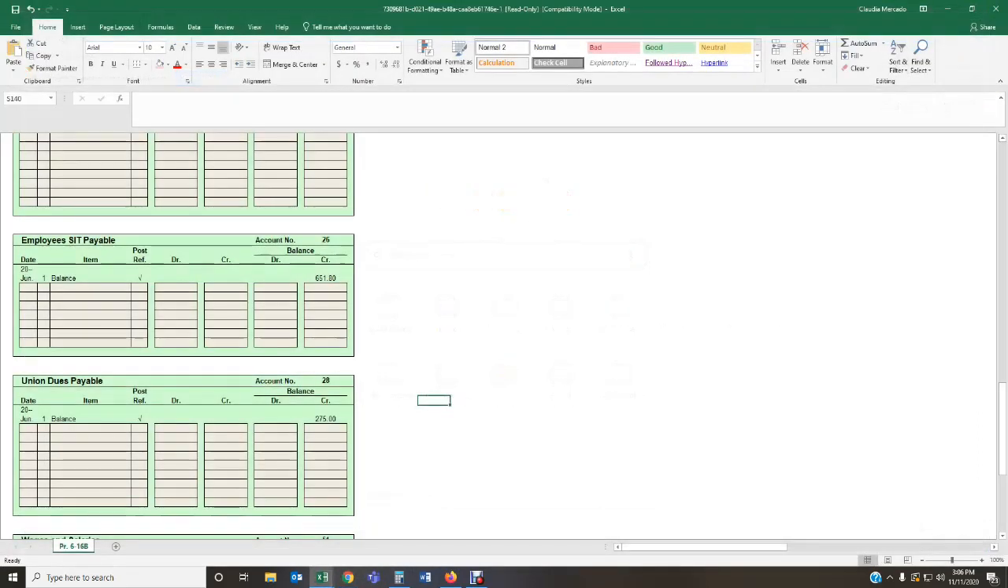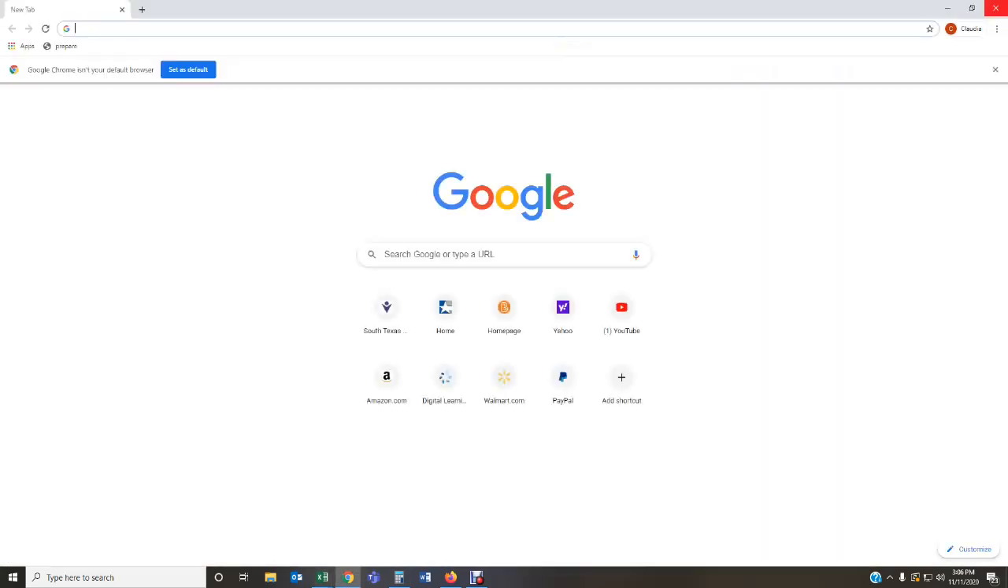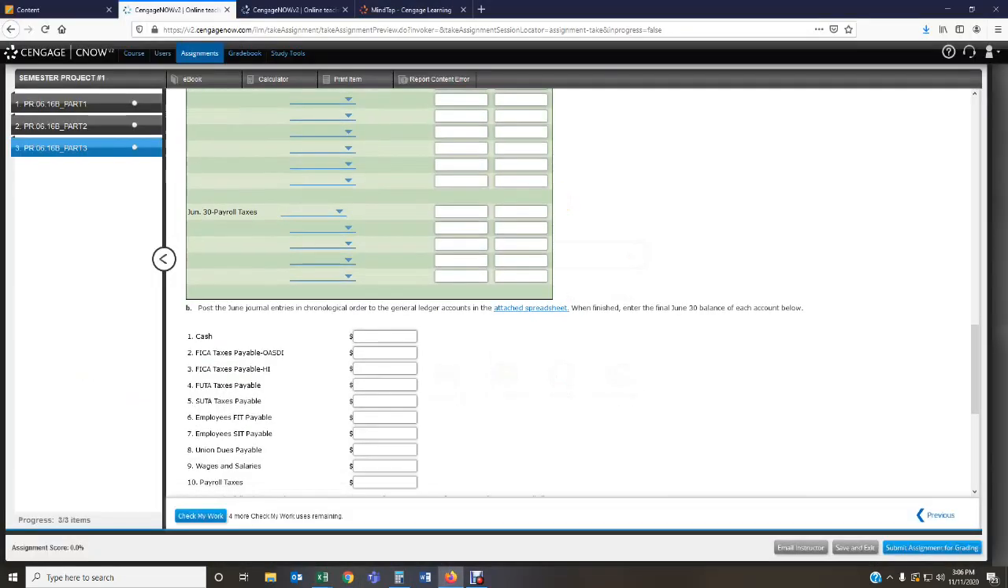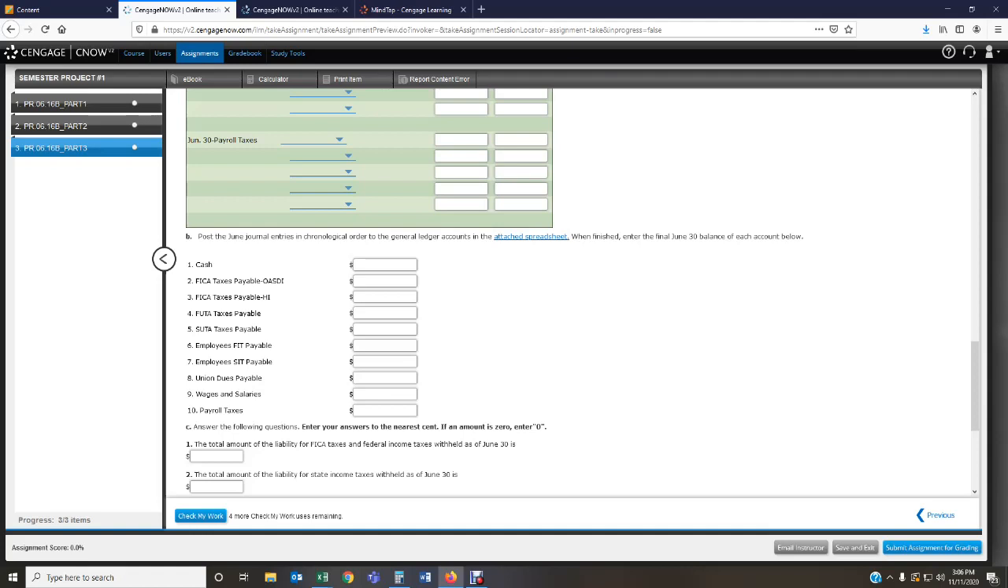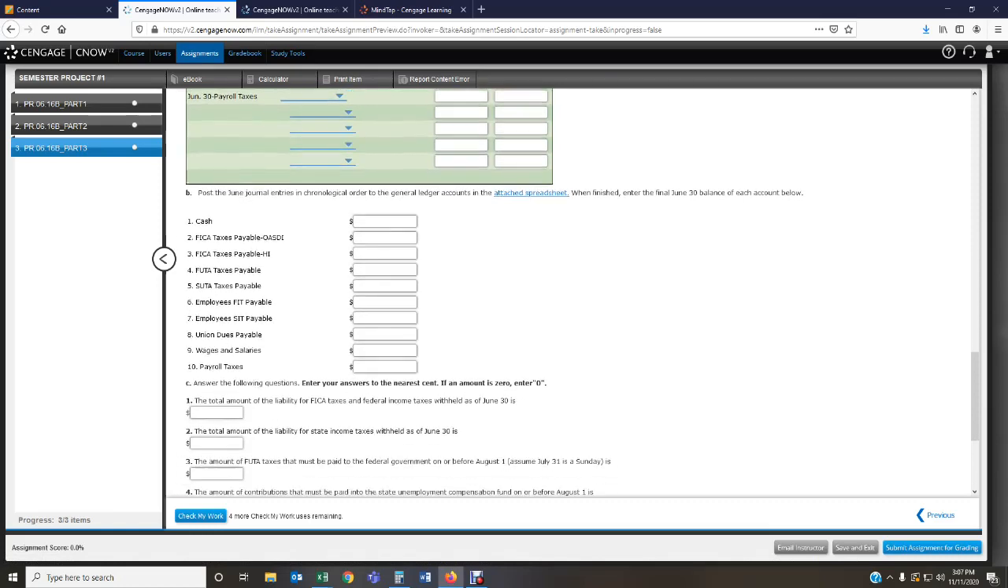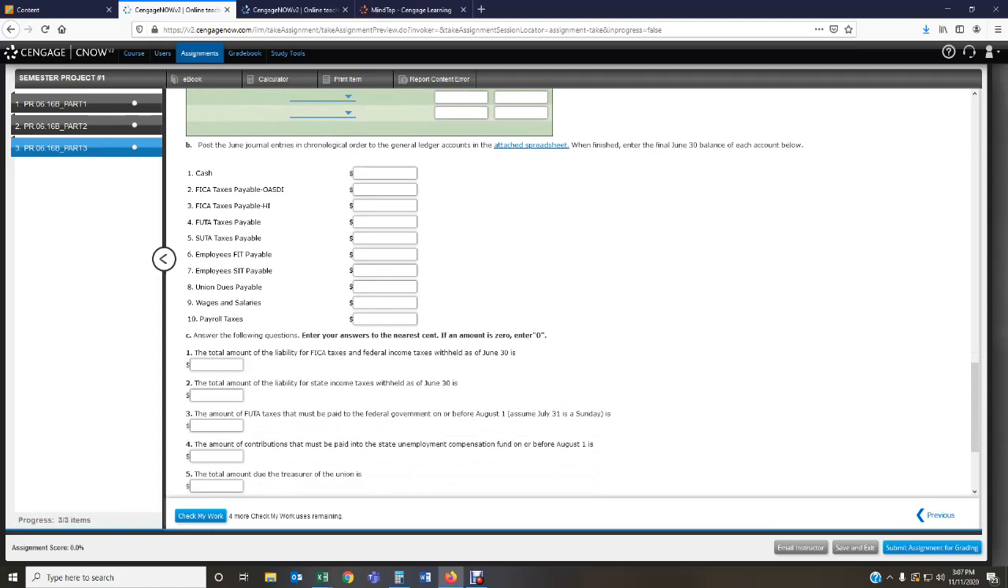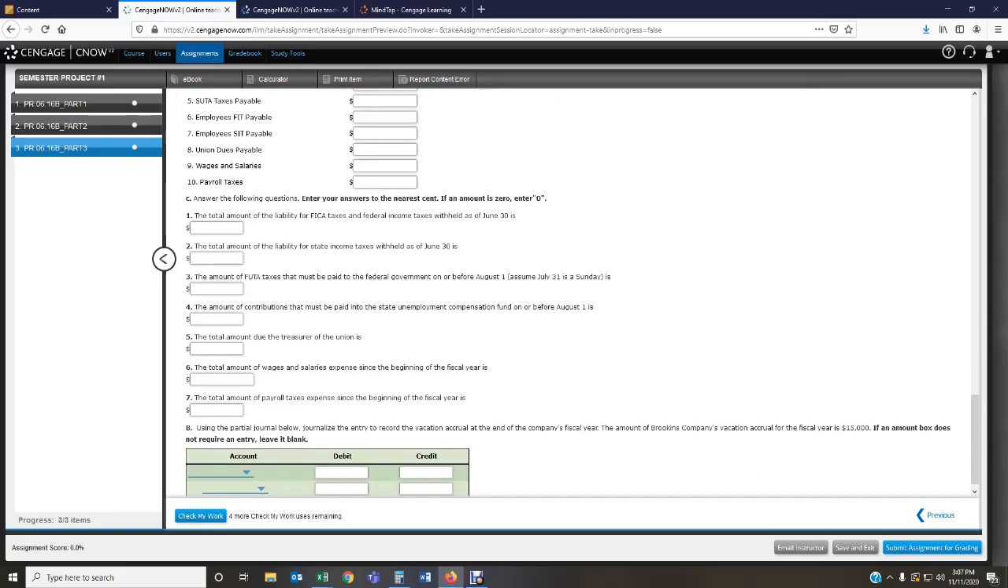So you're going to be transferring the information over from your spreadsheet over to here. So you're going to be entering the final June 30th balance down here. And then you're going to answer the following questions. You're going to answer to the nearest cent. If an amount is 0, you need to enter a 0 in it, okay? And then you're going to answer these 7 questions that they've asked you.